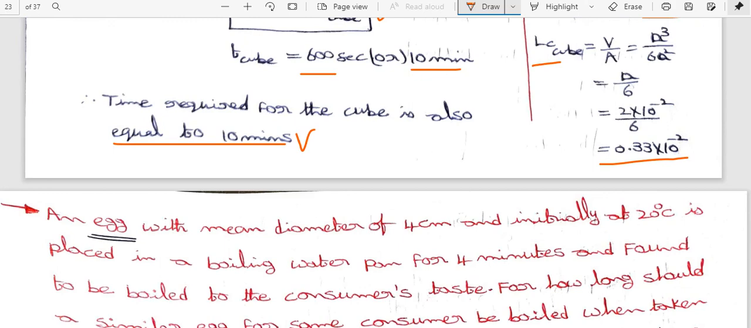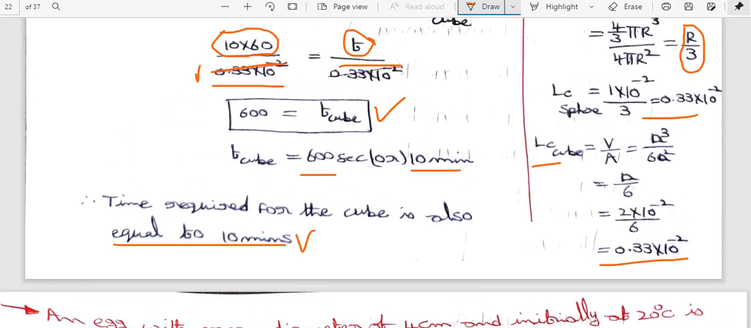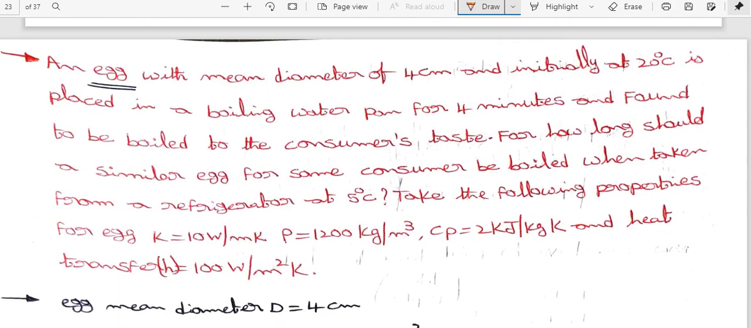So here both cases are same for the sphere and cube. Coming to the next problem, an egg problem. So here this is the important problem. An egg with mean diameter of 4 centimeters and initially at 20 degrees centigrade is placed in boiling water.